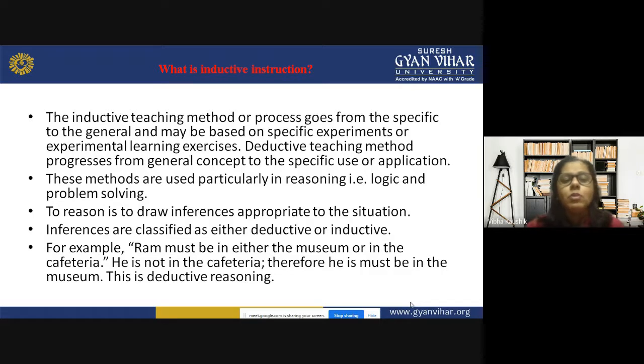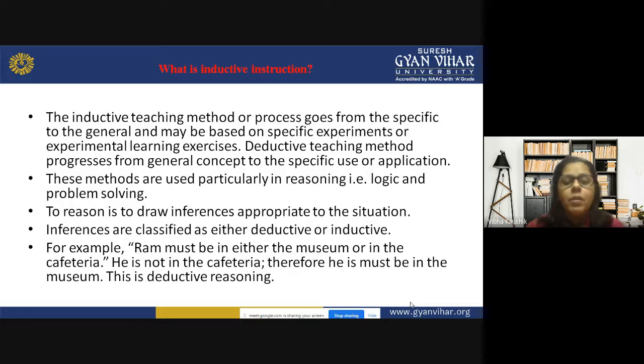These methods are particularly used in reasoning, that is logic and problem solving. Inductive and deductive methods are particularly used in reasoning. The reason is to draw inferences appropriate to the situation, meaning the students will be able to draw the inferences related to the situation. Inferences are classified as either deductive or inductive.